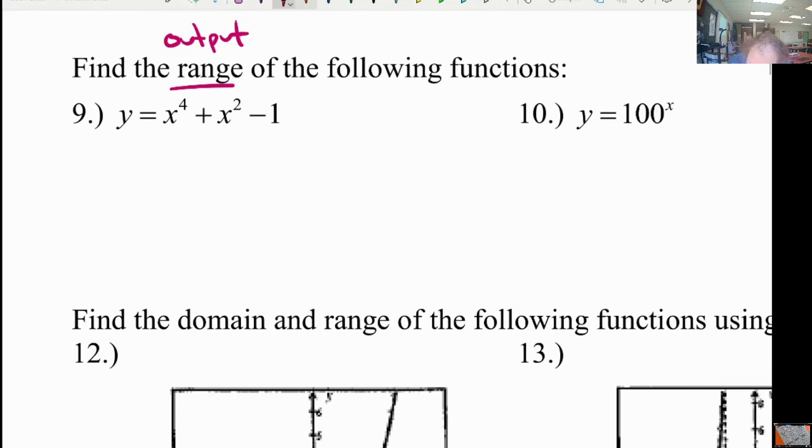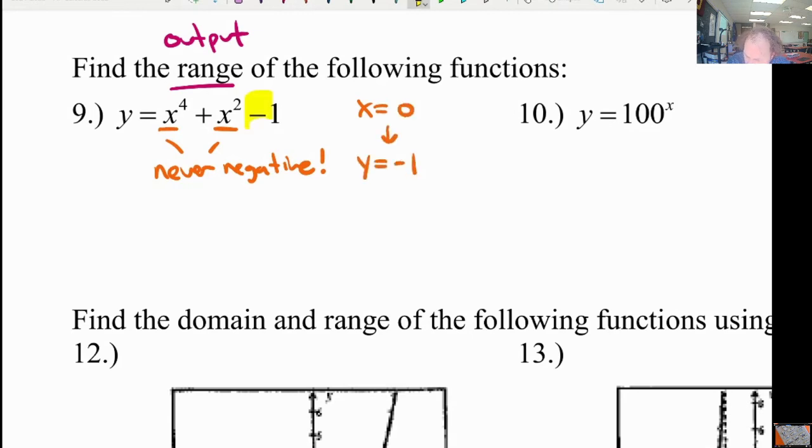But what you should recognize about the term x to the fourth power and x squared is that these are both even exponents. And what that means is they are never negative. Even exponents will always produce a positive answer because it'll either be negative times negative or positive times positive. So those terms can never be negative. In fact, the smallest thing they can be is 0. And if they are both 0, which I think happens when x is 0, it makes y equal to -1 because of this -1 that's attached on the end of it.